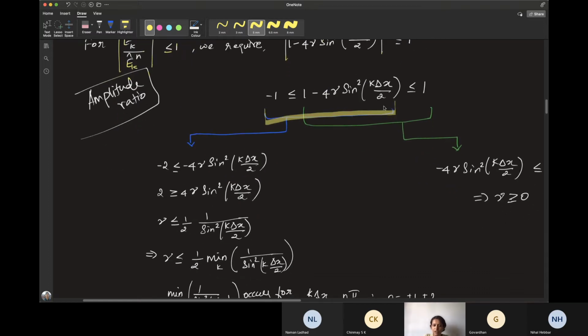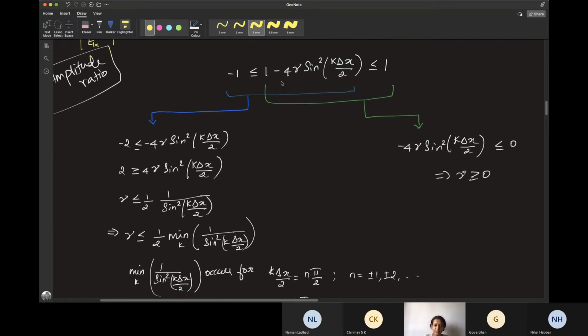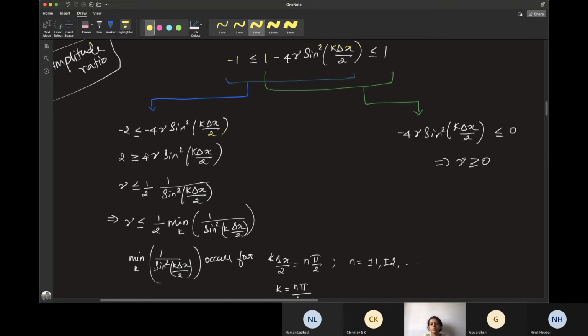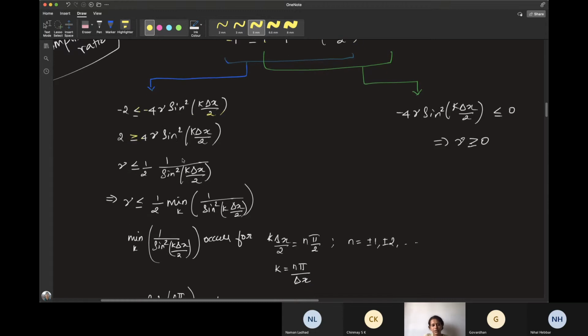So now let's divide this into two things. For -1 less than or equal to the expression, you have one division, and for the expression less than or equal to 1, you have another division. So let's consider the first division, only this part. Here, when this 1 goes to the other side, this becomes -2 less than or equal to this one. And since both are negative, I'm making it positive by multiplying by -1. So this less than or equal to sign becomes greater than or equal to.